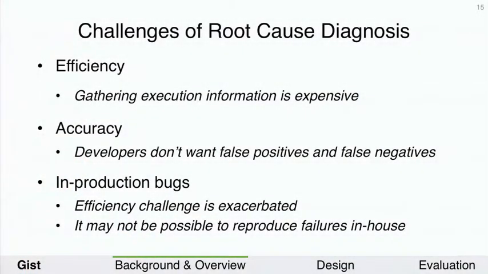Now, finally, targeting in production bugs actually aggravates the efficiency challenge, right? Because of the stringent requirements on efficiency for in production code. And not just that, but it may actually not be possible, as I told before, to reproduce the failures that occur in production in a testing setup. So this is an added challenge that comes with targeting in production bugs.